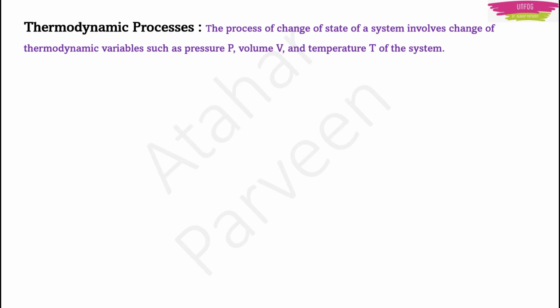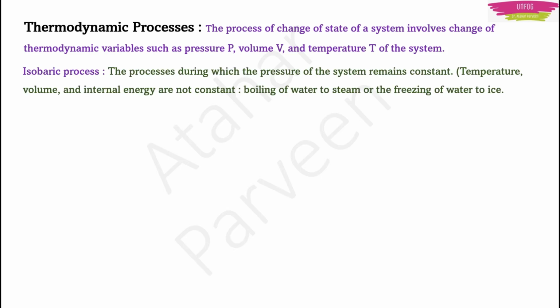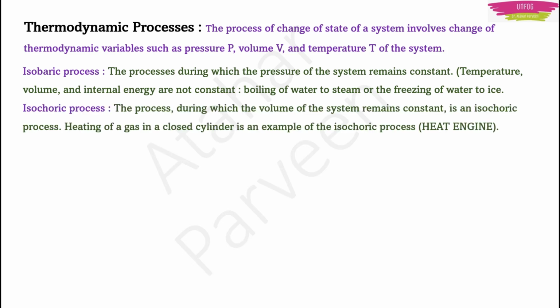Now let's talk about the types of thermodynamic process. First, the type of thermodynamic process could be the isobaric process. Isobaric process means the process during which the pressure of a system remains constant. In this process, pressure does not change. Temperature, volume, internal energy will not be constant. For example, boiling of water to steam or freezing of water to ice, other variables are not constant. Only the pressure will be constant. This type of process is known as isobaric process.